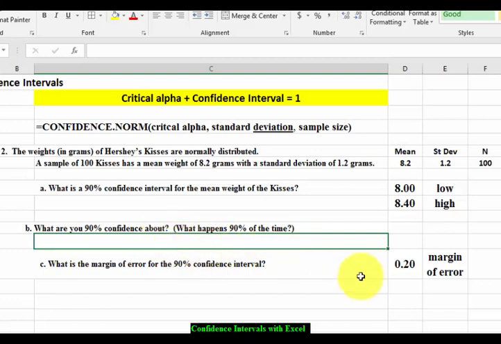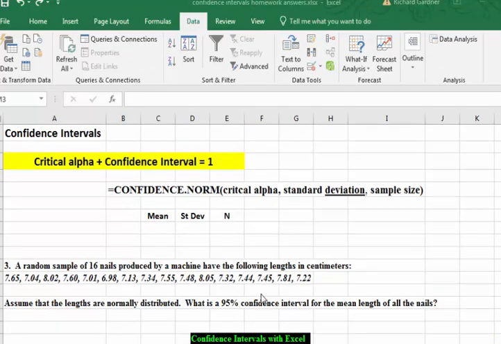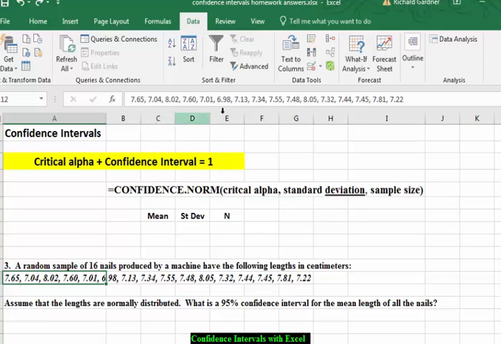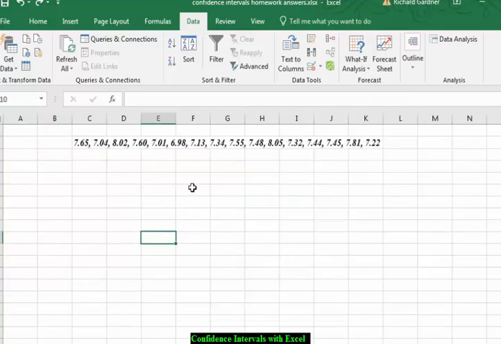All right, moving on. Another confidence interval problem, but this time you have to figure out what the mean and the standard deviation is and the sample size. And I'm going to show you a trick here. You'll notice that the actual data is in one cell. So give me a second. I'm going to copy and paste this into another sheet here. So there's the data. It's all in one cell.